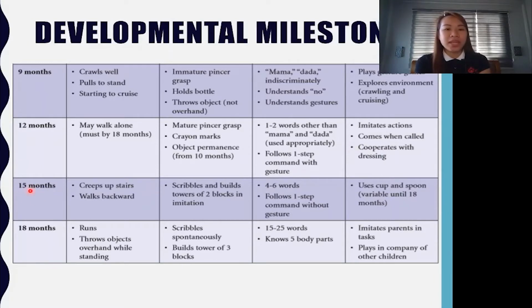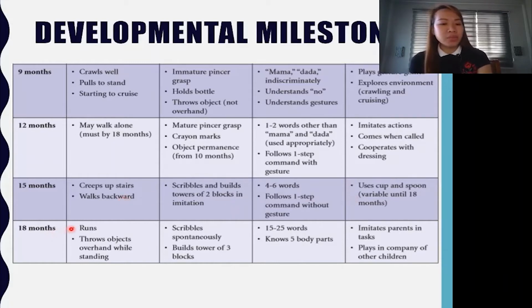Now, 15 months. What happens at 15 months? They creep up the stairs and they can already start to walk backward, diba? Initially, at 12 months, they walk alone and then start to walk backward. Ba't kaya, diba? Parang sasalida sila kasi matututo na siyang tumakbo later. So, they scribble and build towers of 2 blocks in imitation. They can already say 4 to 6 words and follow one-step command even without gesture. Right? So, go to the bathroom. So, they already know. Even if you don't gesture it to them, they'll already understand. They can use a cup and spoon, but this is variable until 18 months of age.